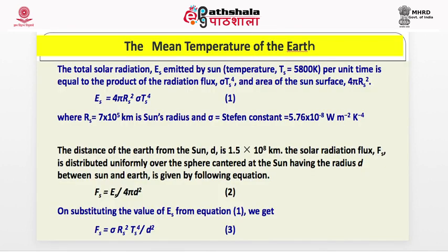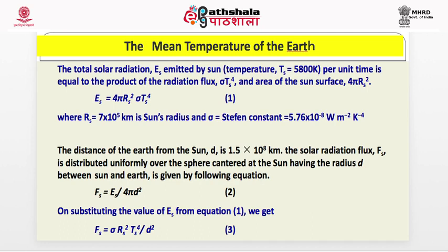How do we calculate the mean temperature of the Earth? The total solar radiation Es emitted by the sun per unit time is equal to the product of the radiation flux, this is Stefan's constant, and Ts to the power 4, the temperature of the sun in Kelvin, and the area of the sun's surface, 4 pi Rs square, where Rs is the radius of the sun. We can substitute these values and we will come to it later.